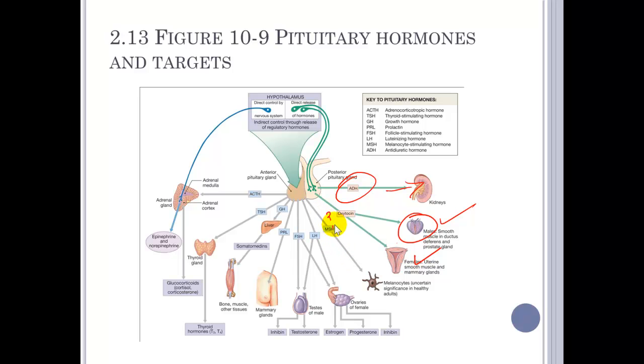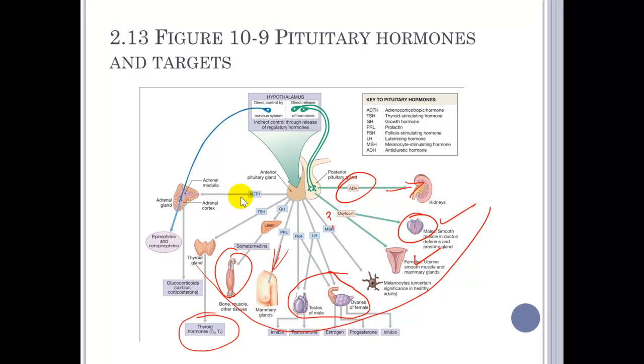Melanocyte stimulating hormone, unknown target on this one. Luteinizing hormone pretty much affects sexual organs. Follicle stimulating hormone affects sexual organs in both male and female, testosterone and estrogen, whichever one you have. Prolactin targets mammary glands. Growth hormone targets the liver, somatomedins, bone and muscle and other tissues. Thyroid stimulating hormone targets the thyroid hormones T3 and T4, which affect all cells. This is like a global thing.